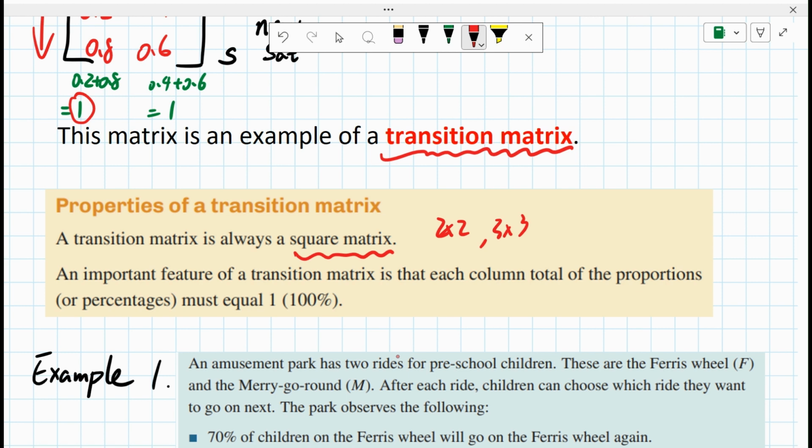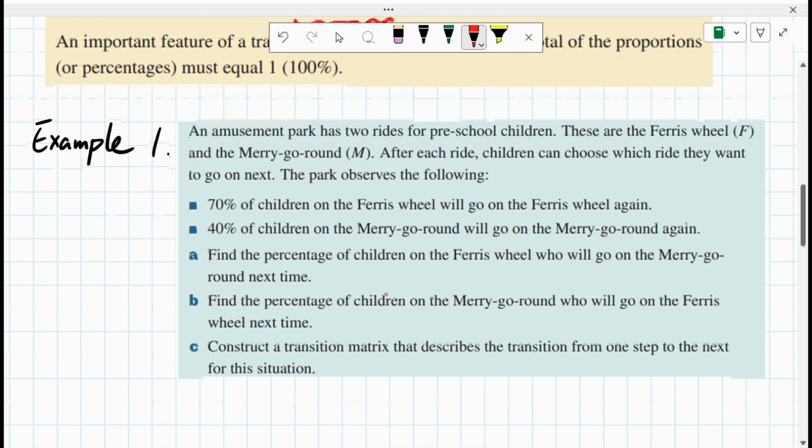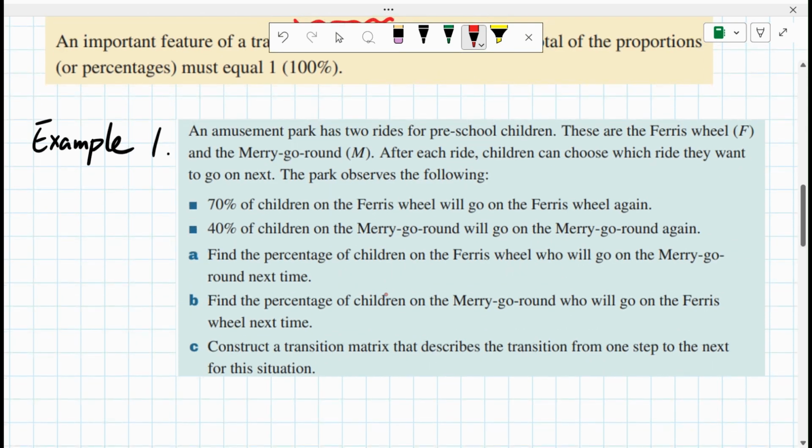Okay, let's start with the first example. So we have a park that has two rides for preschool children: the Ferris wheel, which is F, and the merry-go-round, which is M. After each ride, children can choose which ride they want to go on next. The park observes the following.